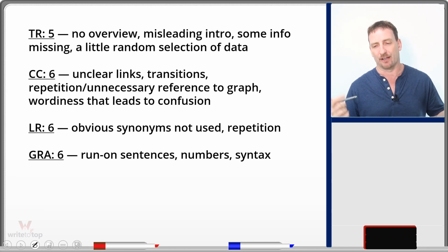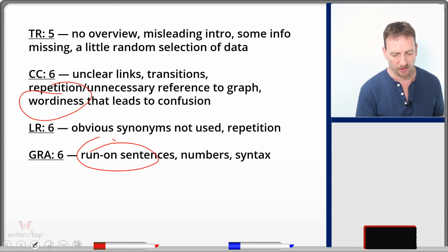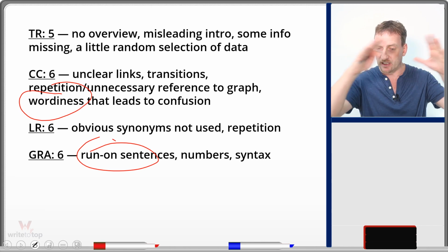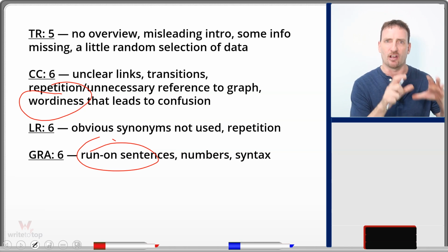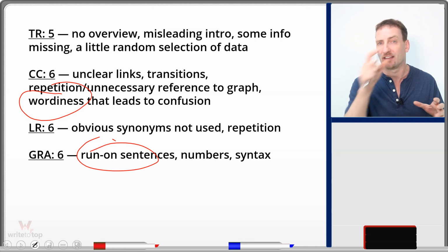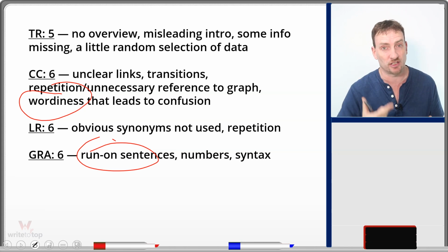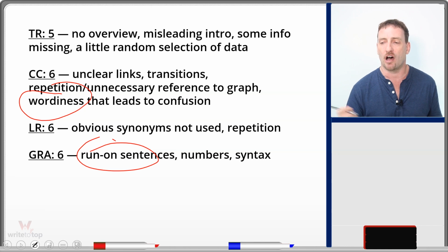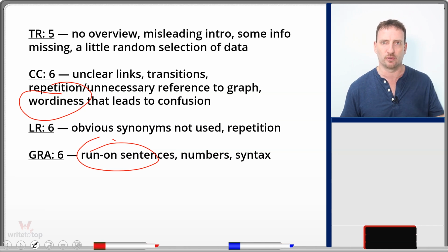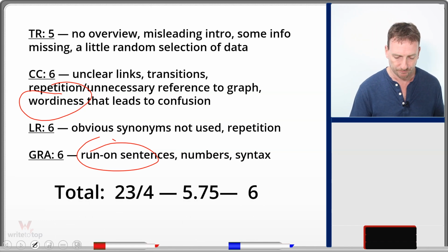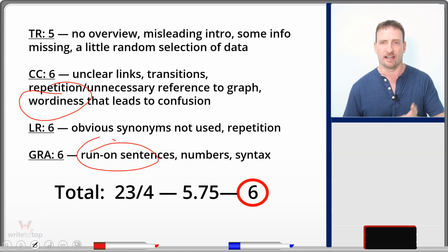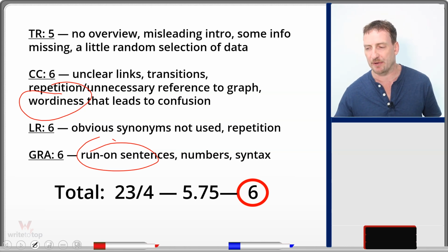Wordiness, make sure. Now, wordiness in this case goes a lot with the run-on sentences. And remember, your writing is being looked at holistically, meaning that if you have a lot of grammar mistakes that affect the meaning, you will lose in 2 categories, not just 1. So be careful about that. Obvious synonyms not used, so to and from school, to and from school, to and from school. Use other things. If you're repeating a lot of words and there are obvious synonyms to them, you're going to lose points for LR. So overall, the score, again, 23 divided by 4, 5.75 rounded up to a 6.